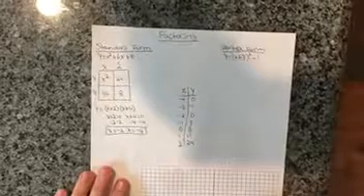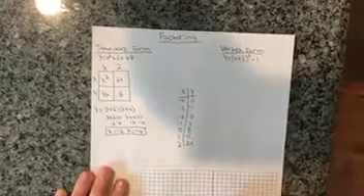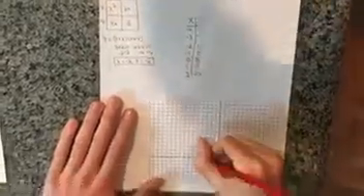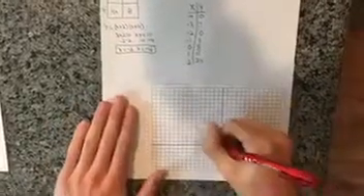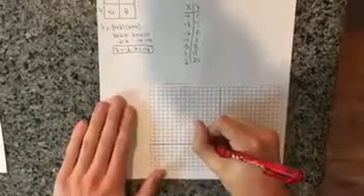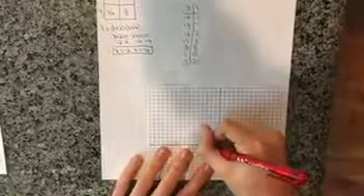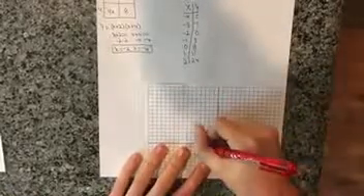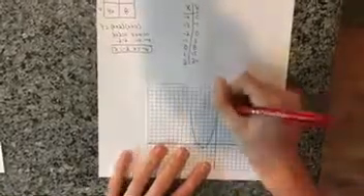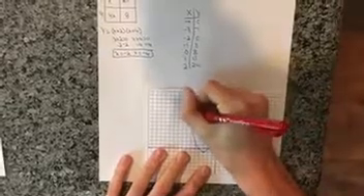And then we'll move down to the graph, and start plotting our points for our vertex, which will be at negative 3, negative 1. And then just go up from there.